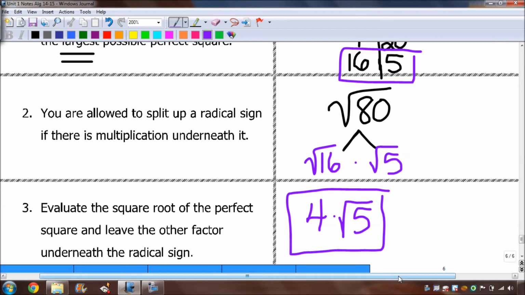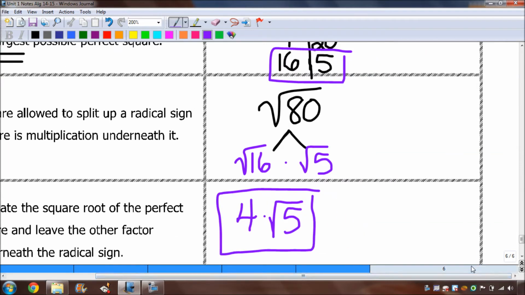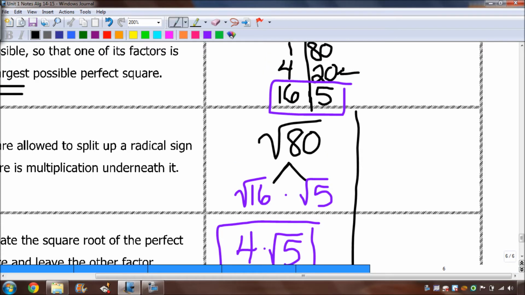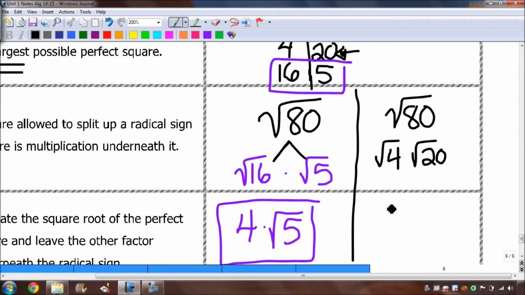Now, I just want to show you guys something, just so that you can kind of understand. Let's say on accident you decide to use 4 and 20. Because 4 and 20 are possible factors, but it's not the largest possible perfect square. So let's say I use radical 4 and radical 20. Well, radical 4 is just 2. And remember, when you square root, you don't need the square root sign anymore. So it would be 2 radical 20.